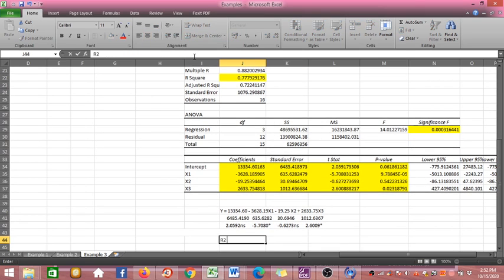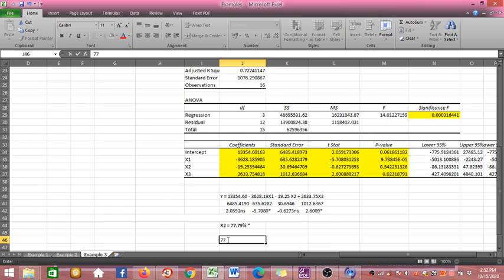Next, what is our R square? R square is 77.79%. Is it significant? So, base dito, yes, significant siya. Okay? So, how will we interpret it? So, 77.79% of the variation in the demand for rose is explained by the price of rose, income, and price of sunflower.